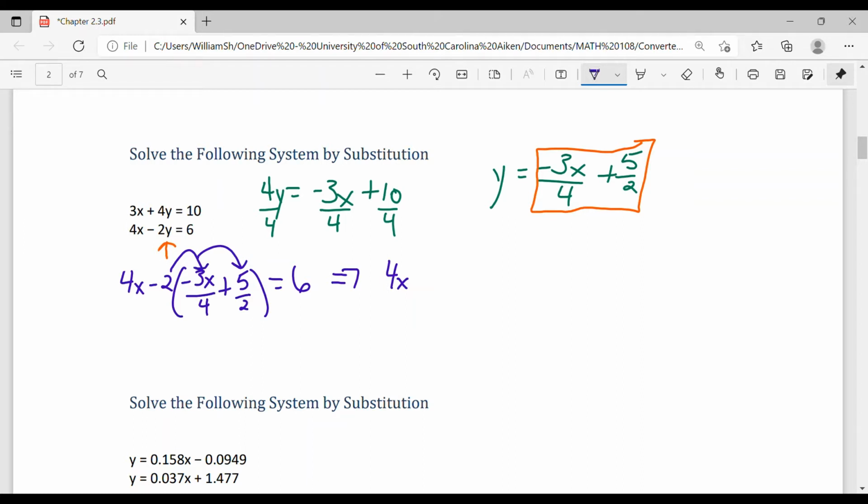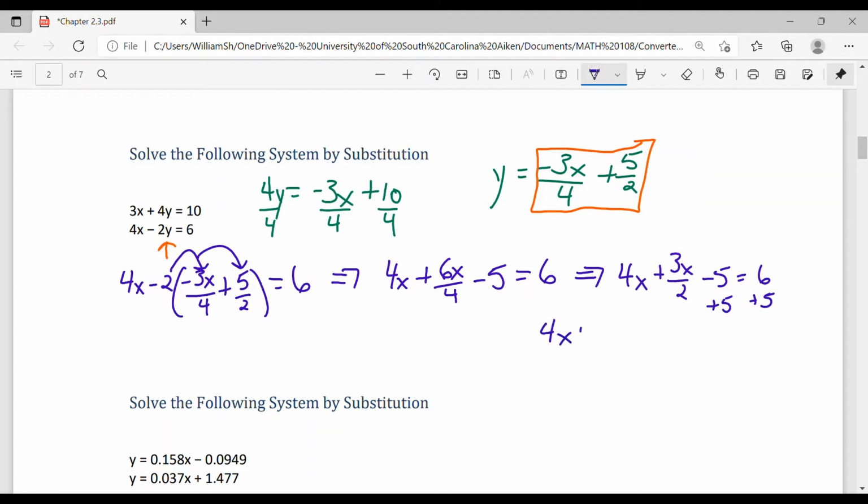Negative 2 times negative 3 is a positive 6, so I get a positive 6x over 4. Negative 2 times 5 over 2 is going to give me a negative 5, and that equals 6. Now I can simplify this term a little bit, and I get 4x plus 3x over 2 minus 5 equals 6. I'm going to add 5 to both sides, which gives me 4x plus 3x over 2 equals 11.